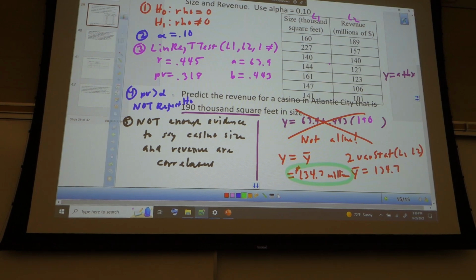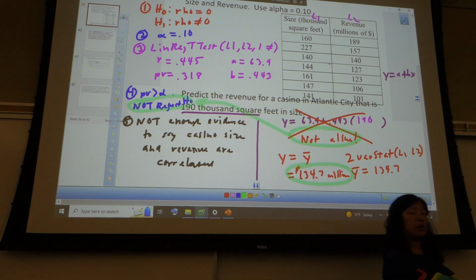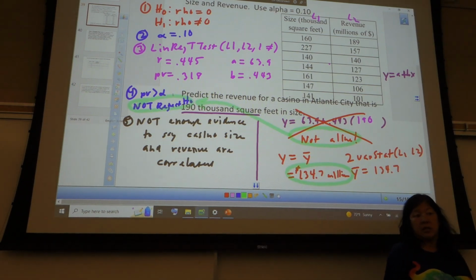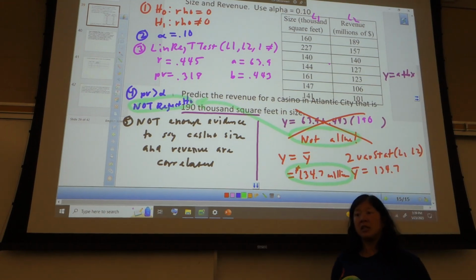Remember when we do not reject H naught, it is not a line. So you cannot use a line to predict. You would not use the y equals a plus bx to predict it. Instead, my best prediction, if there's no correlation, is the average y. My best prediction of y is the average y. My best prediction of x is the average x.